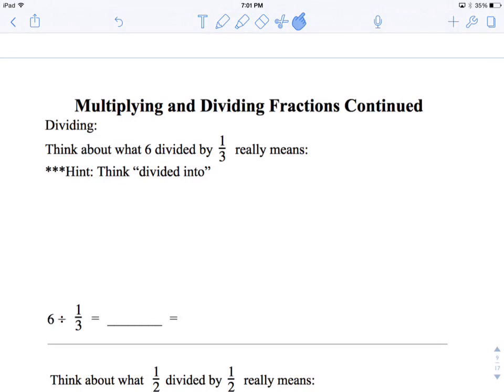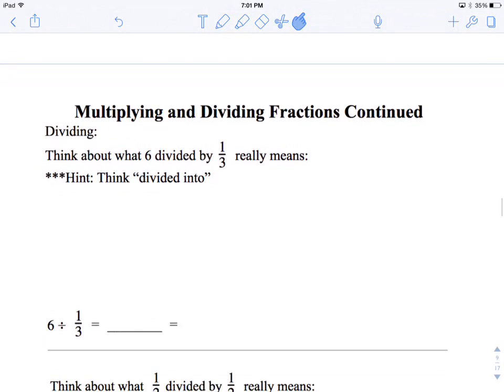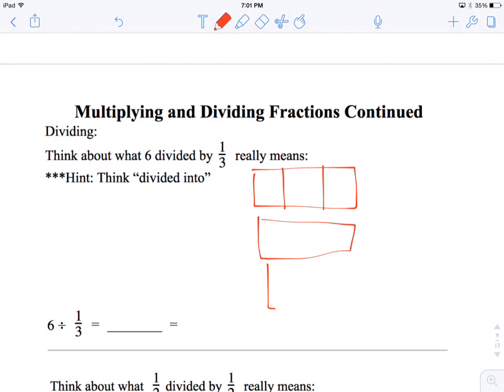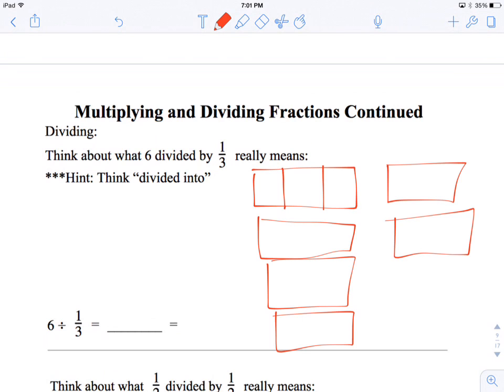So dividing, we want to think about 6 divided by 1/3. So we're dividing it into pieces of size a third, which is kind of weird. 6 divided by a third, it's not too bad though. If you draw it out, we have thirds. We're going to need a lot of thirds, aren't we? So we have 1, 2, 3, 4, 5, 6 wholes, and we're going to divide them into thirds.